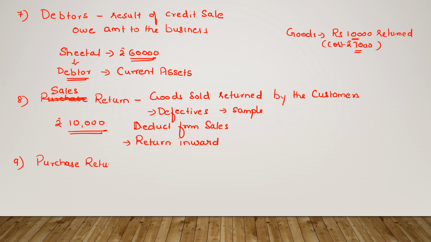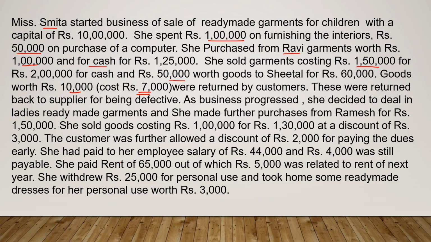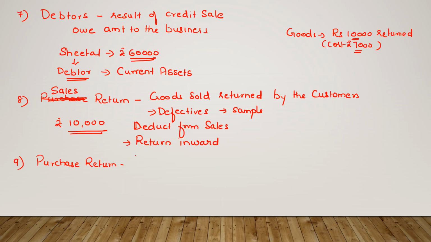Now going back into the example, if you see, goods worth rupees 10,000, cost of which was 7,000, were returned by customers. So that was sales return. These were returned back to the supplier for being defective. So these have been returned back to the suppliers. So what are we doing? We are returning back whatever defective goods which were received. Smita got it from her customer back saying that it's defective. So that was her sales return. That she is going to return back to her supplier or seller.